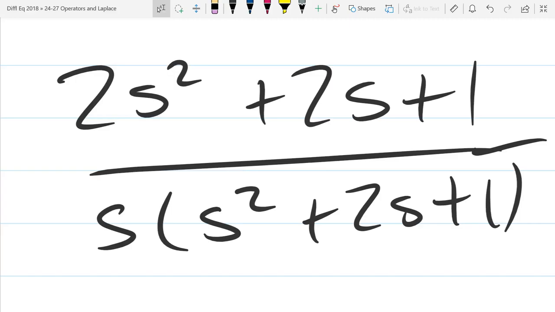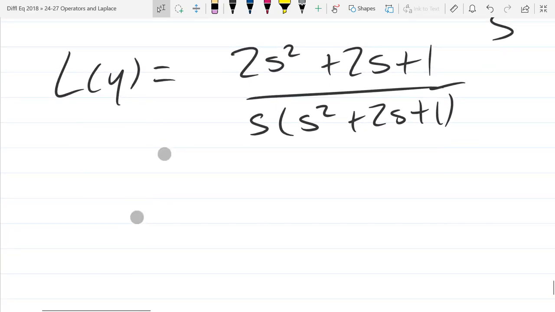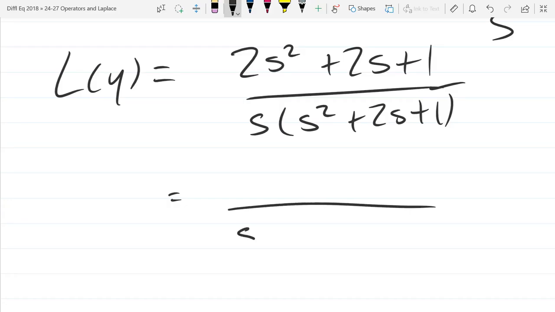Factor or foil. Could foil it out, but I don't think there's any s cubes in there in the denominator, right? There's a couple s squareds, but nothing that really looks like this. Factor? Kind of. I could factor this. It's pretty easy to do. The denominator. The numerator is not going to factor nicely. So denominator s, is this s plus 1 times s plus 1, or s plus 1 squared.